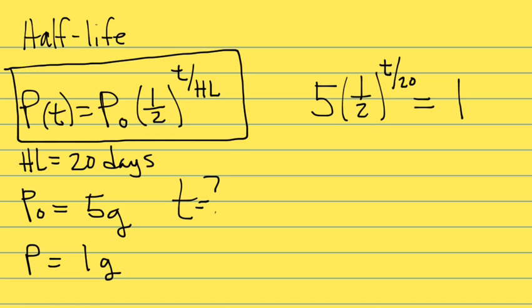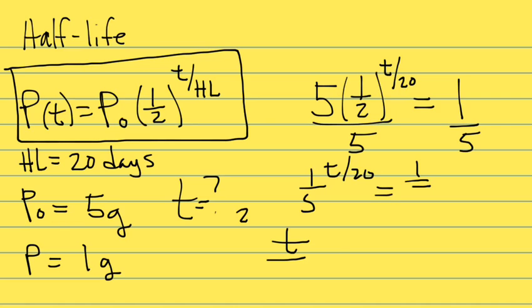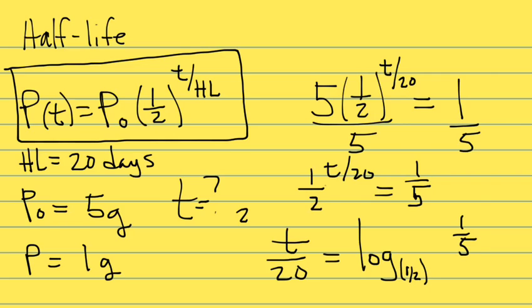Questions? Okay, step 2. Are there any basic operations that I can do before I take the logs? I need to divide by 5. You go ahead and just write this all the way out so you can see it. And so we have the 5's cancel. We have 1/2 to the T over 20 equals 1/5.